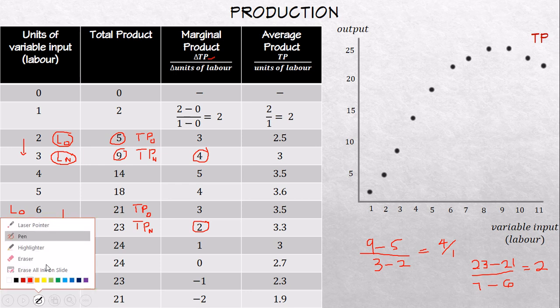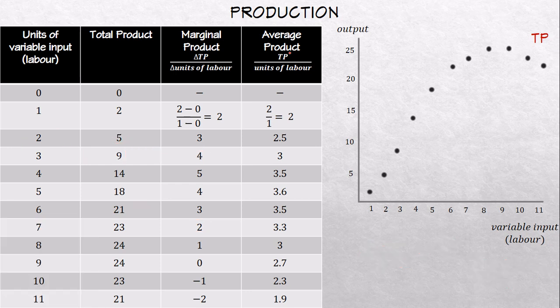And now the average product. When we talk of the average product, it is the total product divided by the number of labor. So you take note of these two formulas. For the marginal product, it is the change in the total product over the change in labor. For the average product, it is the total product over the number of labor.